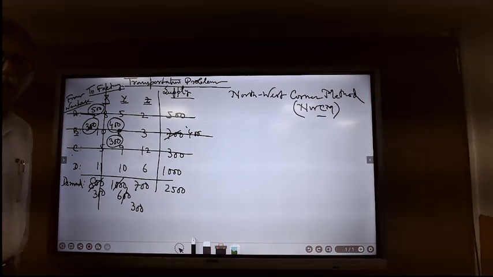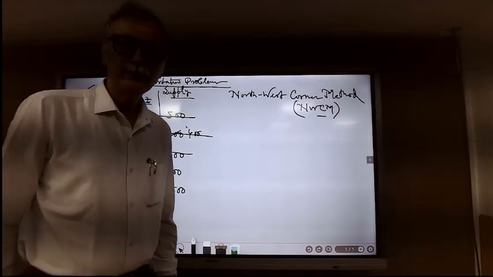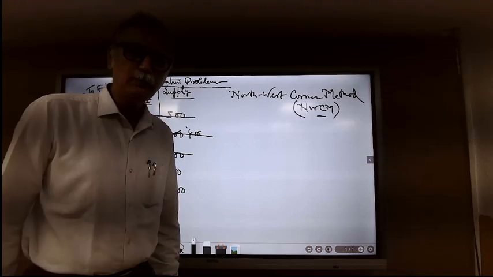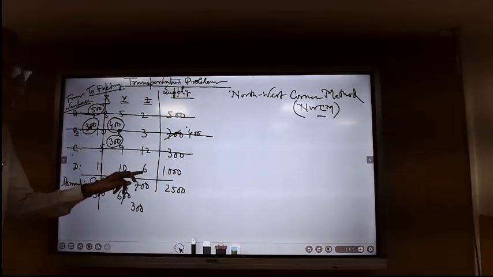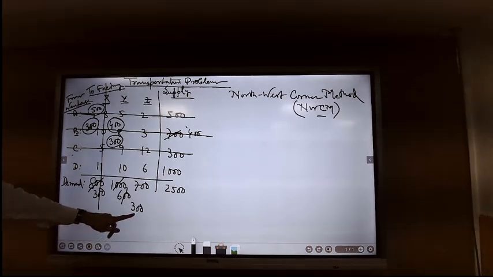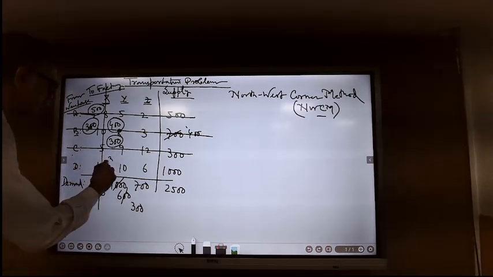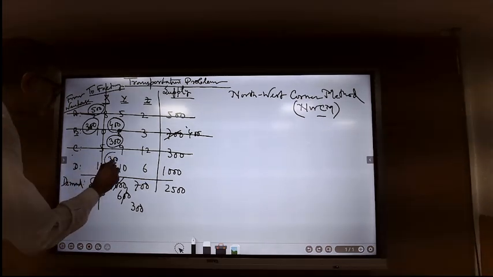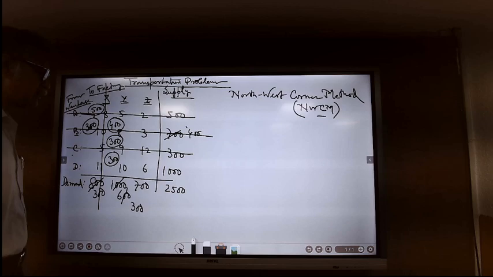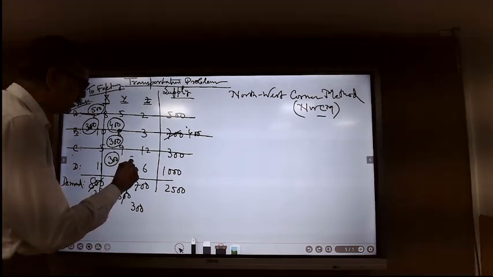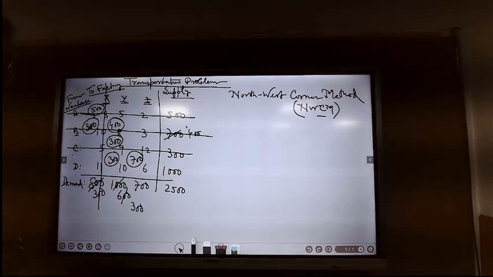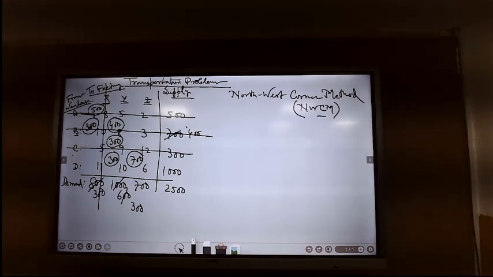Now by default we have to allocate. There is no rule to apply, because only two cells are unallocated. Y has the demand of 300, so dispatch 300 to Y from D, and Z has a demand of 700, so send those 700 materials to Z from D.